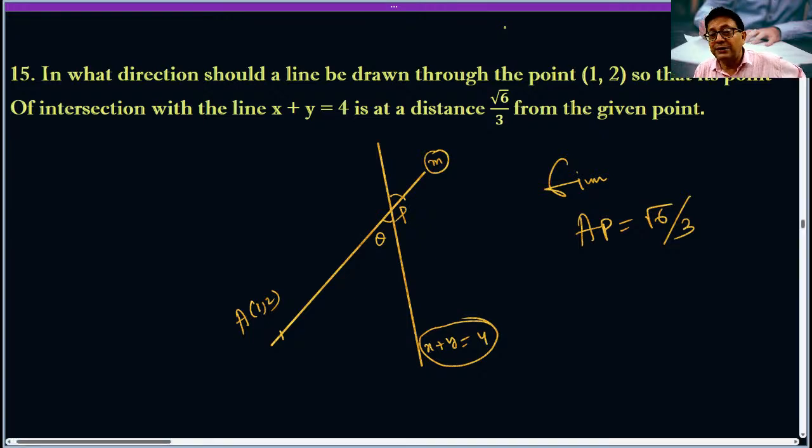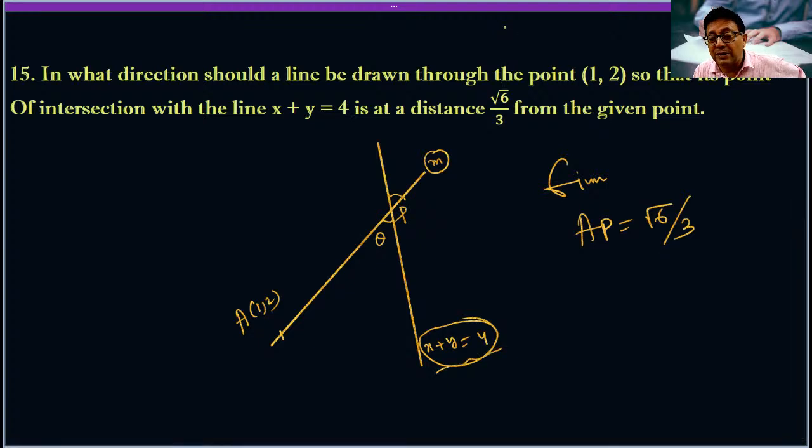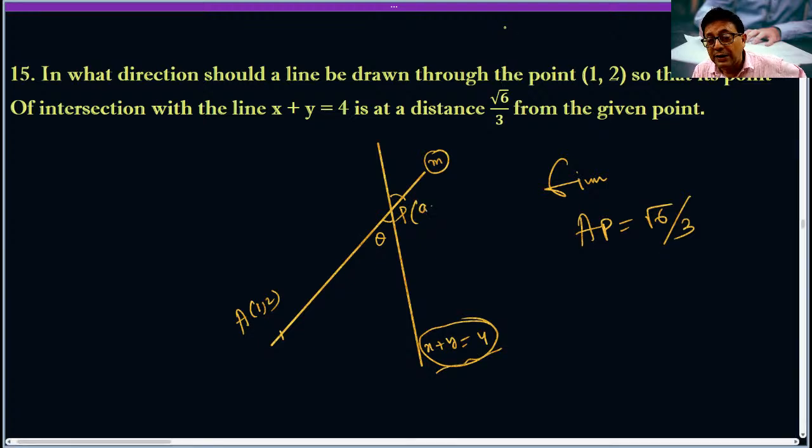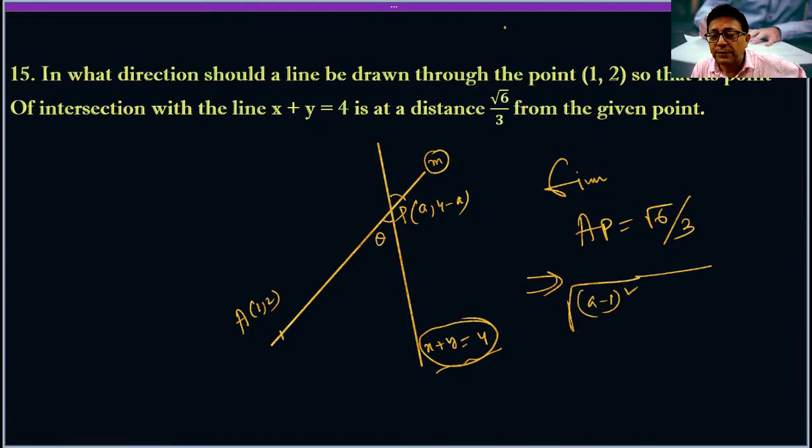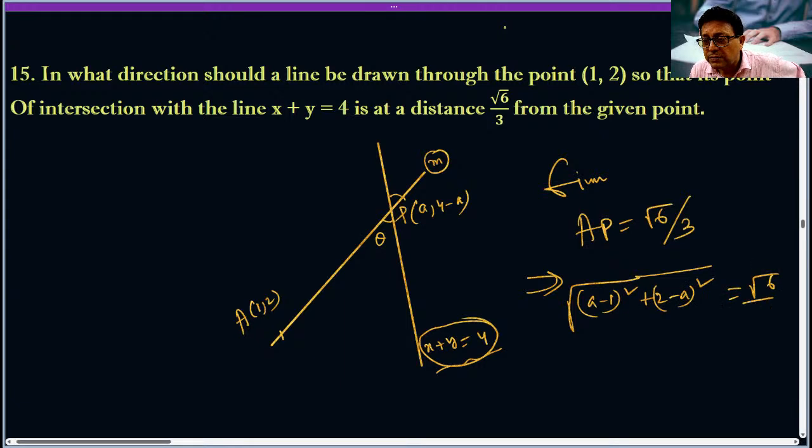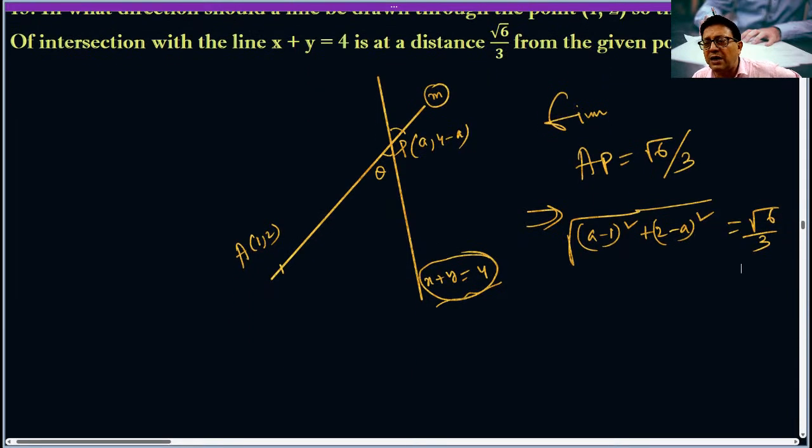I did one sum of this kind. Take an arbitrary point on this line. How to take? This is a very important technique: (a, 4 minus a). Agree or not? If x is a, y should be 4 minus a. We can take the point in this manner. Now put this distance equal to root 6 by 3. That is the distance formula only. You don't like the distance formula? No, sir. How did 4 minus a come? Put x equal to a, then y comes 4 minus a on this line, an arbitrary point on this line. Now squaring both sides.